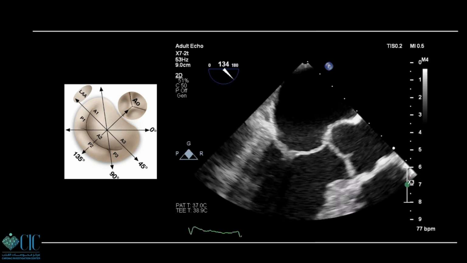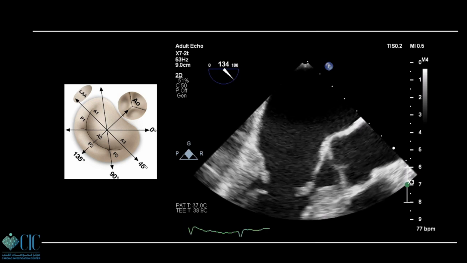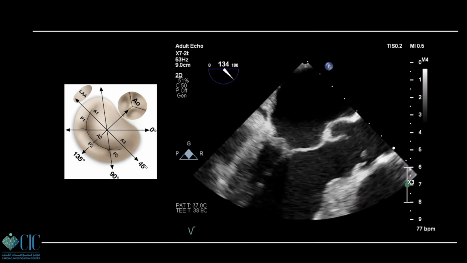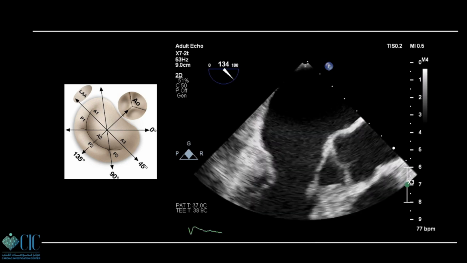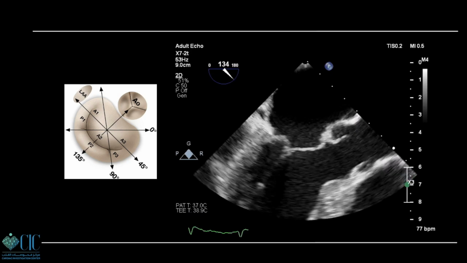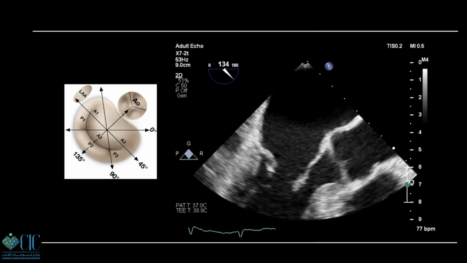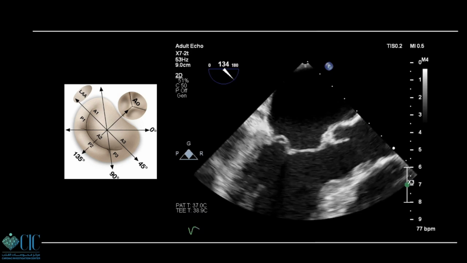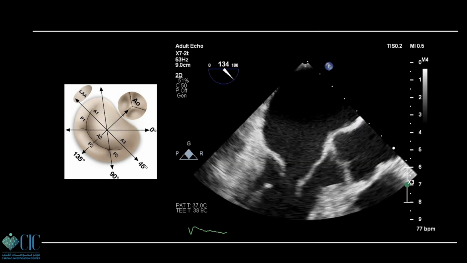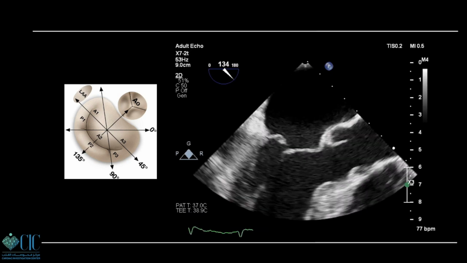Agree with me? If you stick to this, keep the angle as it is, and you put the probe like this, and then tilt the probe to the right of the patient, just rotate the probe to the right of the patient, you will cut like this, right?